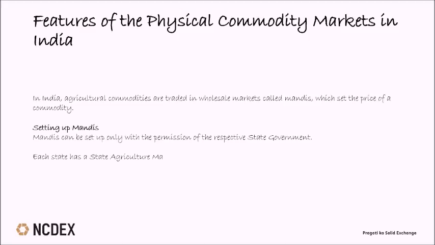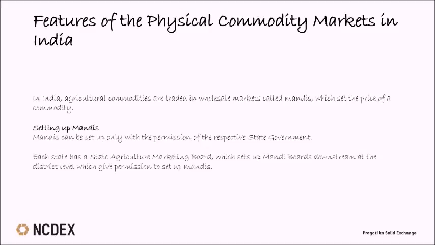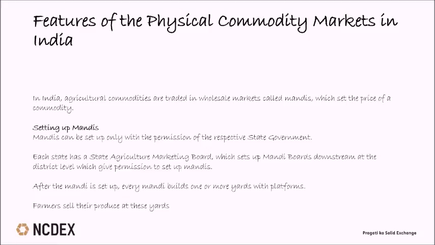Each state has a state agriculture marketing board which sets up mandi boards downstream at the district level, which give permission to set up mandis. After the mandi is set up, every mandi builds one or more yards with platforms. Farmers sell their produce at these yards to licensed traders who in turn sell it to the wholesale dealers.